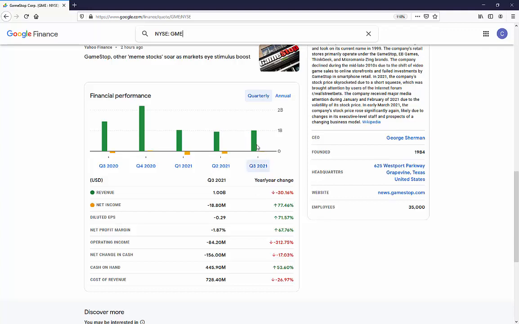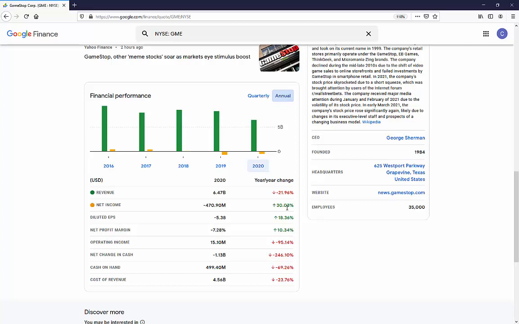You can see that just year over year, if we look at the annual number, the revenue declined by 22%. So if we go to the annual number from 2019 to 2020, big drop. Net income, it says rose by 30% because they didn't lose as much in 2020 as they had lost in 2019.